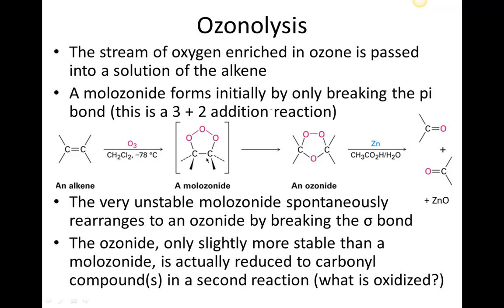And so this will spontaneously rearrange. When you get to the molozonide, you've only broken the pi bond. But now when this rearranges, you break the sigma bond, and one of those oxygens moves over and breaks that other bond apart. And then we actually do a reduction, typically with zinc in an aqueous acid solution, and wherever this carbon-carbon double bond is, both of those carbons become carbonyls, and the zinc gets oxidized. So the carbons are actually reduced in going from here to here, but the zinc is oxidized.